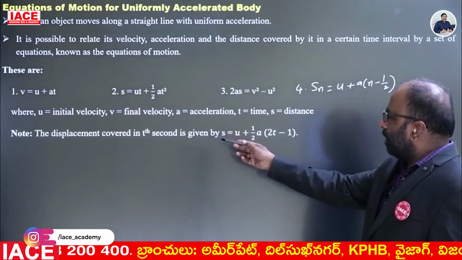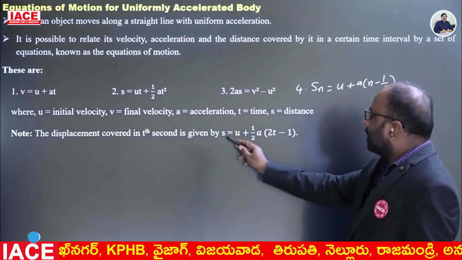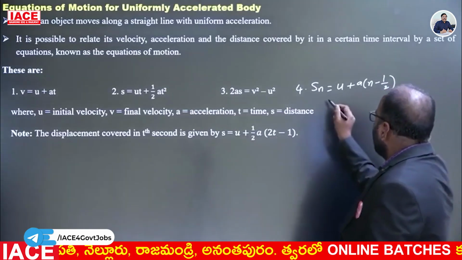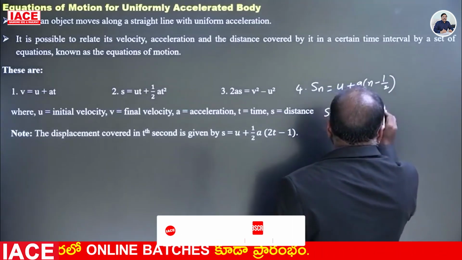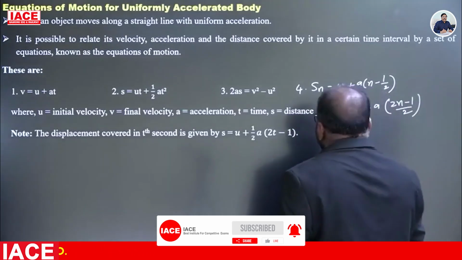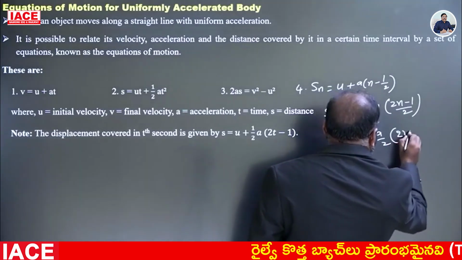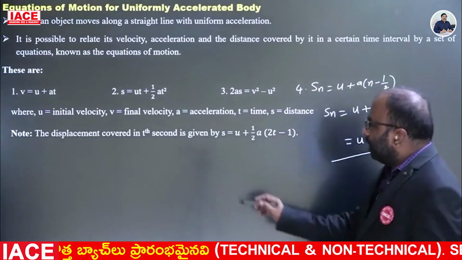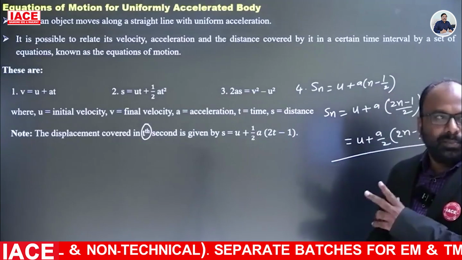The displacement covered by an object in the nth second or t second is given by s is equal to u plus half a into 2t minus 1, both are the same. sn is equal to u plus a by 2 into 2n minus 1. But examiners take tth, we considered nth. Both give the same meaning.